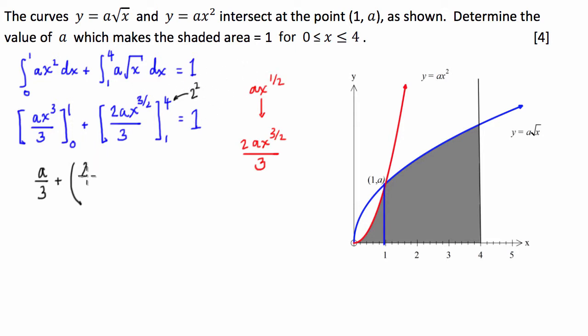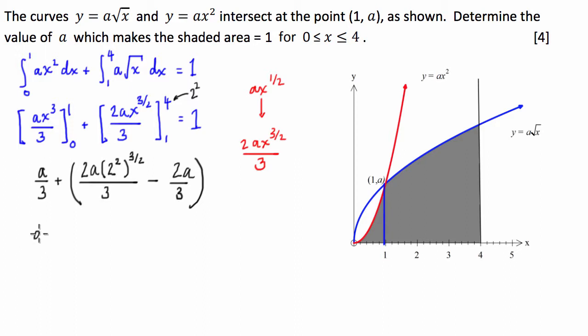So this is going to be 2a, rather than writing 4, I'm going to write 2 squared to the power of 3 on 2, all divided by 3. Now we're going to minus. We put in a 1, so we have 2a, 1 to the 3 over 2, so that's just 1. So we have 2a on 3. Now let's evaluate this fraction.